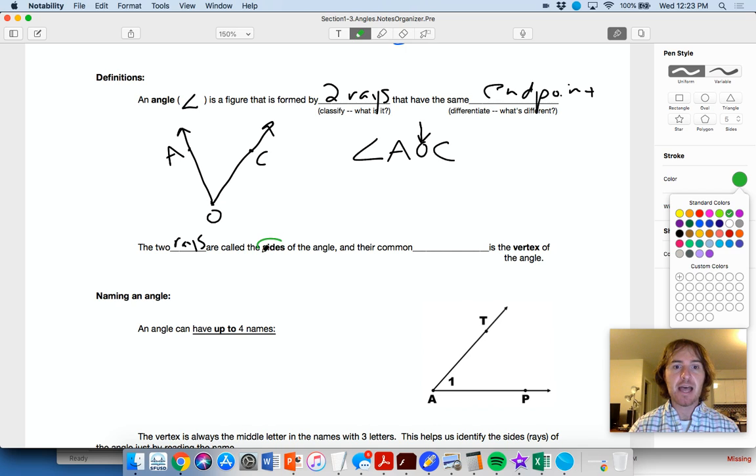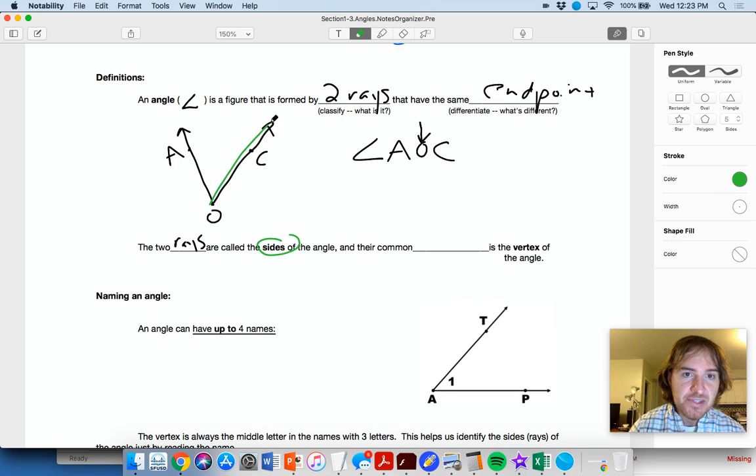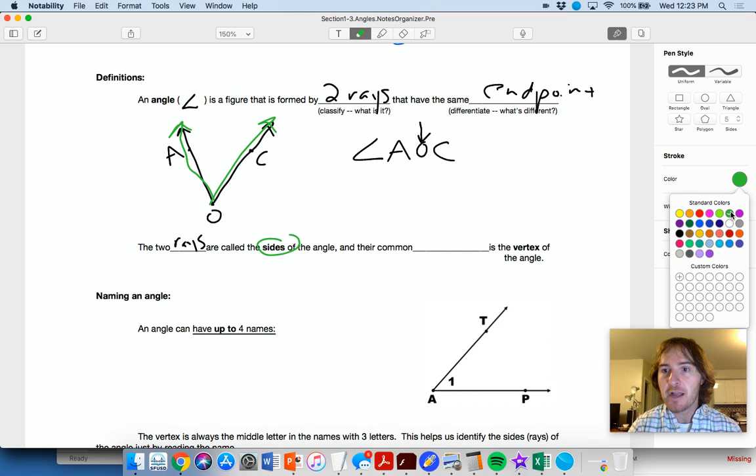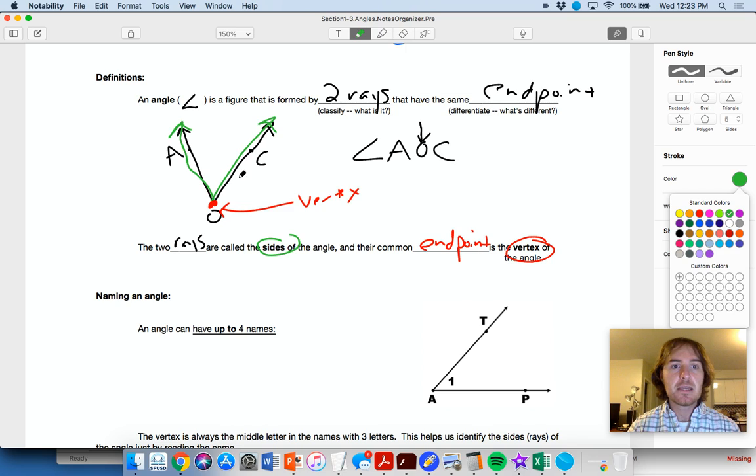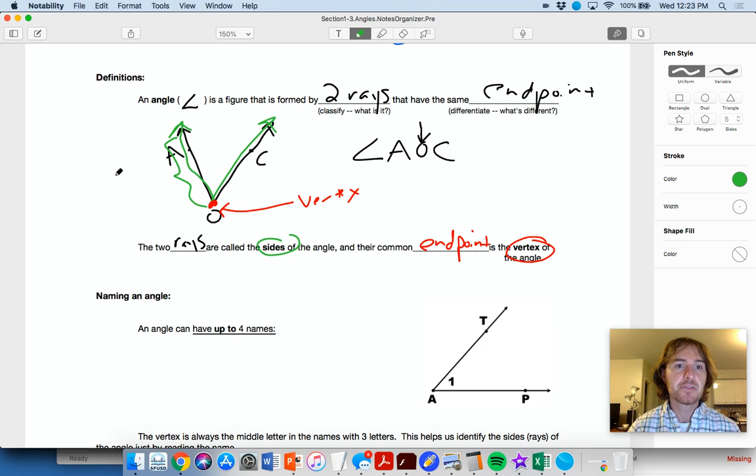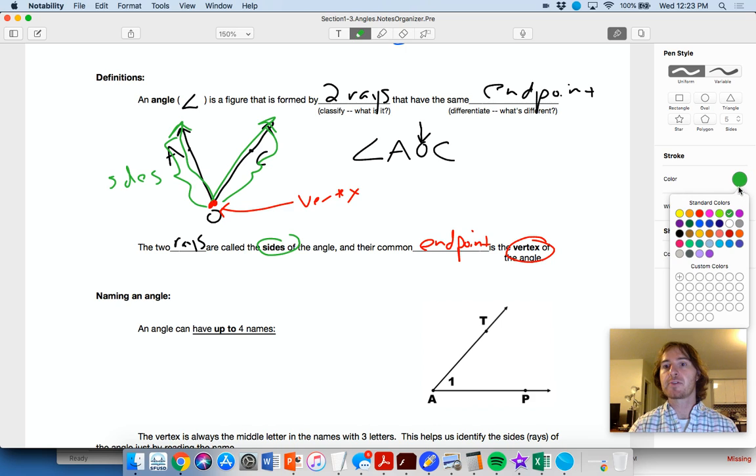So we have our sides, and that's this, right? OC, okay, and AO, right? AO, those are the sides, okay? Their common endpoint right here gets a special name. We don't just call this the common endpoint. It's called the vertex, okay? So this here is the vertex of the angle, and these rays themselves are the sides here and here. And those are the 2 things here.